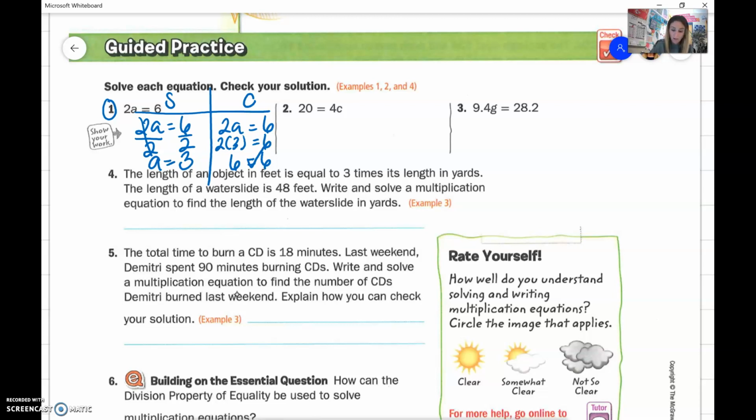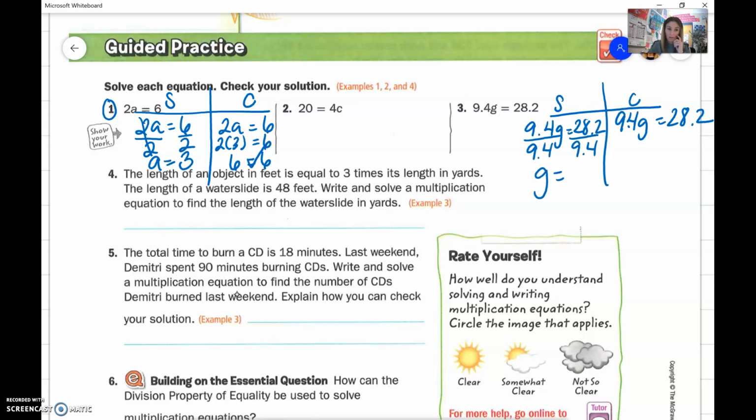All right, now let's do solve and check on this one. 9.4g equals 28.2. I'm going to divide each side by 9.4. Once you use a handy calculator, you're going to see that g equals 3. So now I take 9.4 times my 3, and you guys should be doing this with your calculator, equals 28.2. So when I do that with my calculator, I get 28.2 equals 28.2.